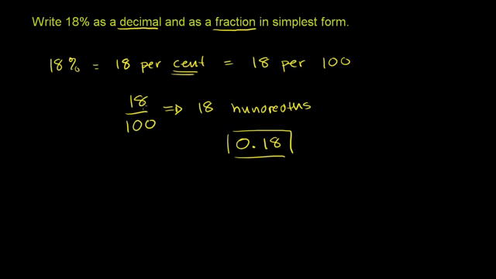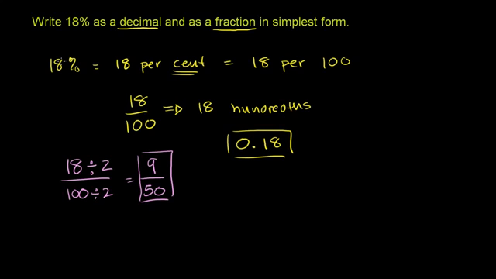And if we write it as a simplified fraction, we need to see if there is a common factor for 18 and 100. They're both even numbers, so we know they're both divisible by 2. Let's divide both the numerator and the denominator by 2. 18 divided by 2 is 9, and 100 divided by 2 is 50. I don't think these share any common factors. 50 is not divisible by 3, and 9 is only divisible by 3, 1 and 9. So this is the fraction in simplest form.